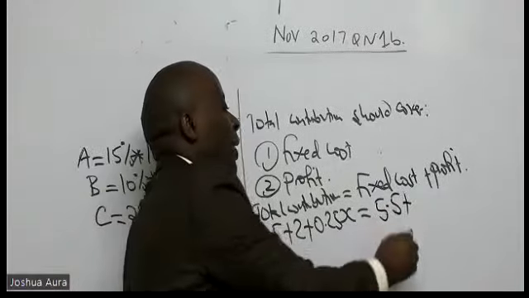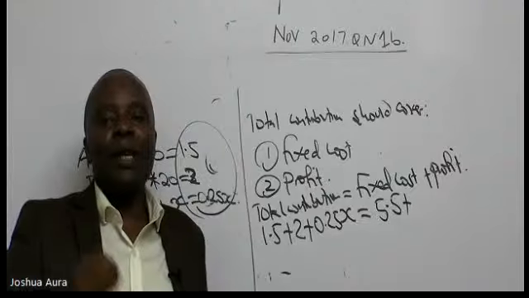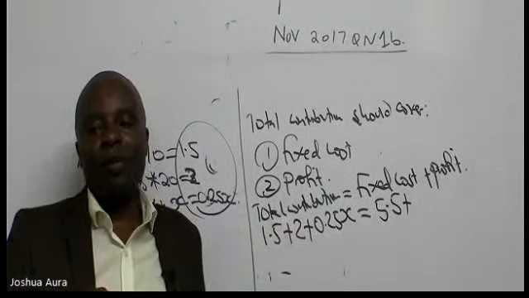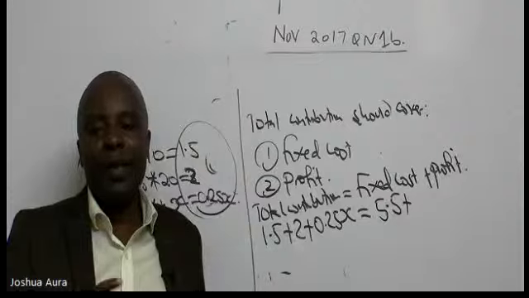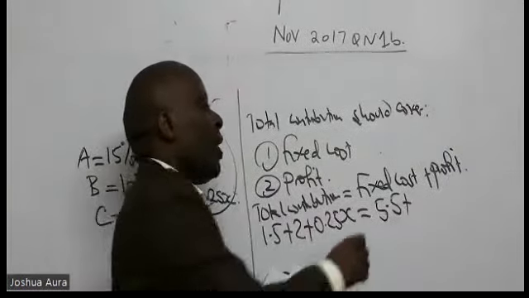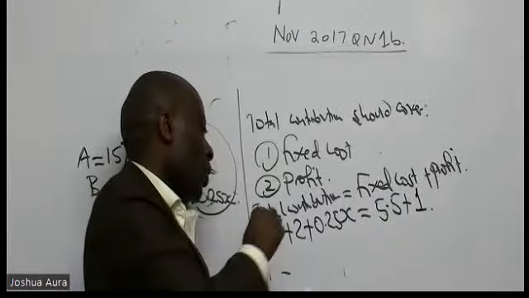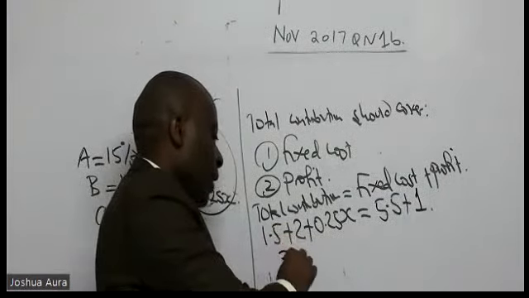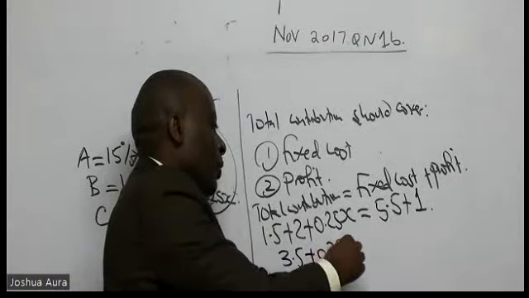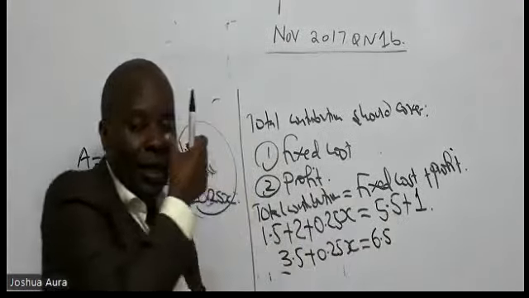How about profit? Is there any profit that these guys are targeting to get? Yeah, it's 1 million, isn't it? All my figures are in millions. So in this case here, we have plus a profit of 1. So then this will give me 3.5. So 3.5 plus 0.25x should be equal to what here, somebody? Should be equal to 6.5 million.